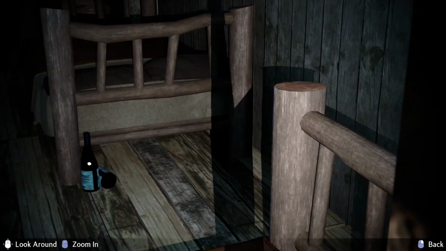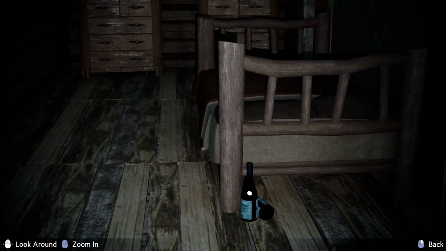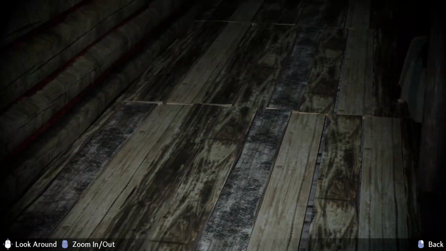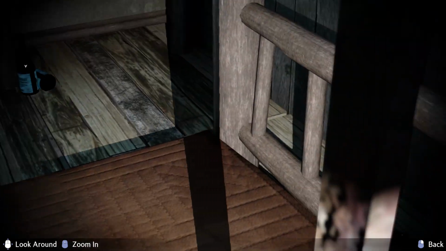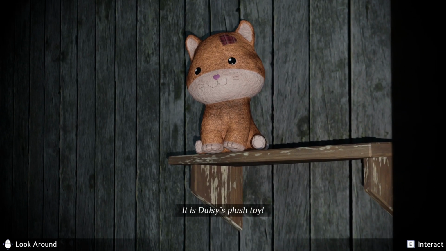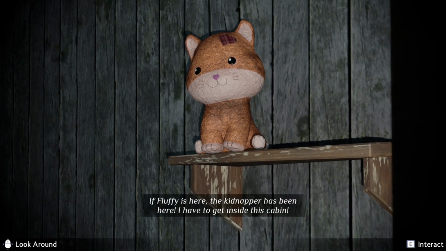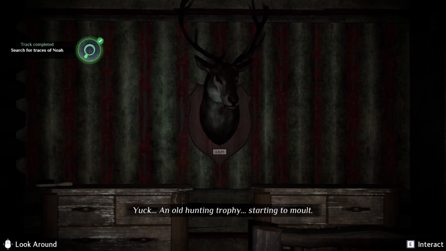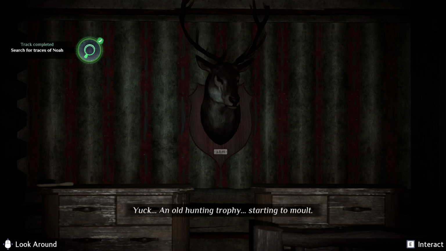Let's check it out. What's inside? Okay, not much, but we have some beer. Empty wine bottles. Okay, wine. Somebody has been here lately. Okay, there is a bed here. It's Daisy's plush toy. If Fluffy is here, the kidnapper has been here. I have to get inside this cabin. Ugh, an old hunting trophy starting to molt.